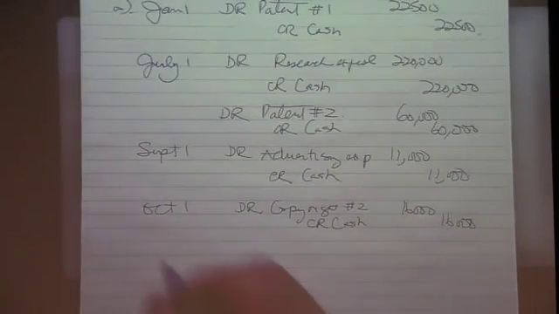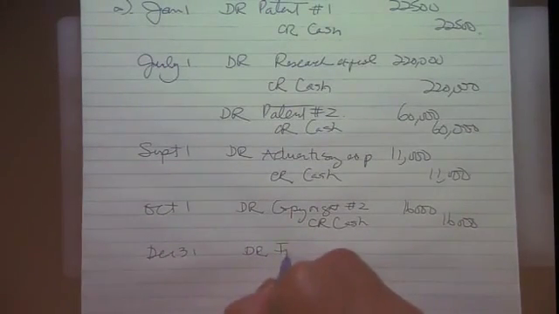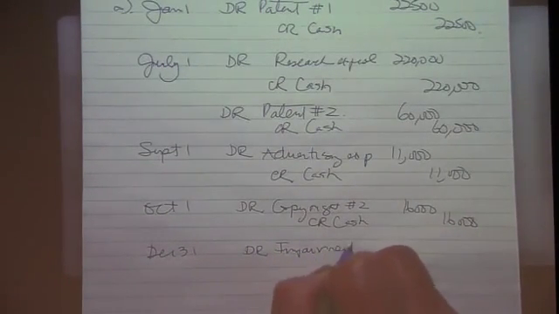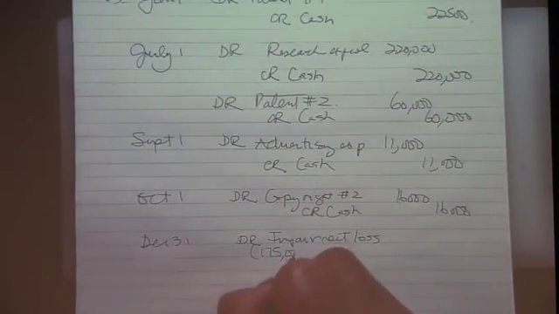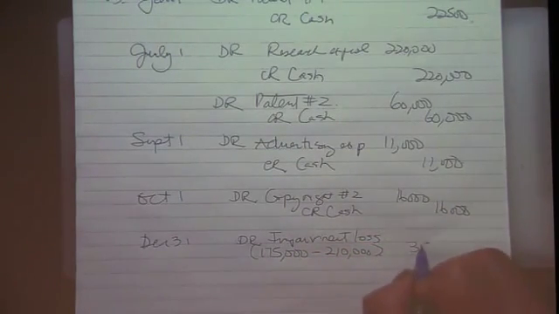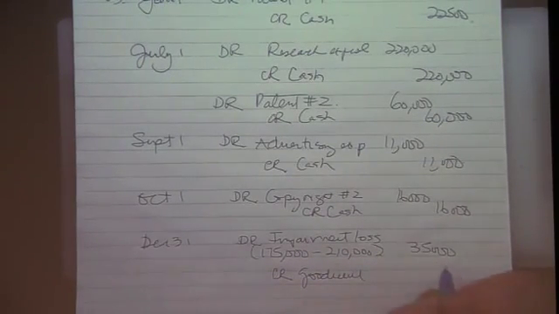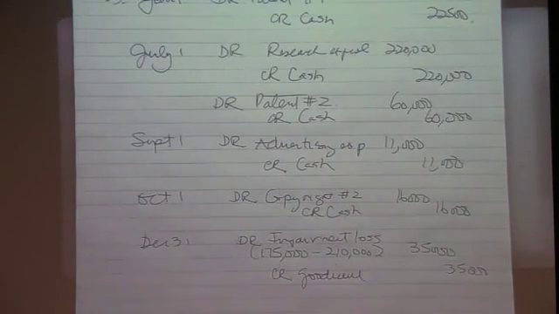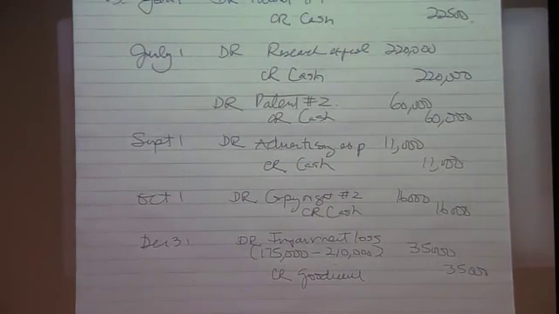Okay? So we're going to debit on December 31st, we're going to debit impairment loss, which is the difference between 175 and the carrying value of 210, which is 35,000, and we're going to credit goodwill. Okay, so these are the journal entries of the 2009 transactions for this company.